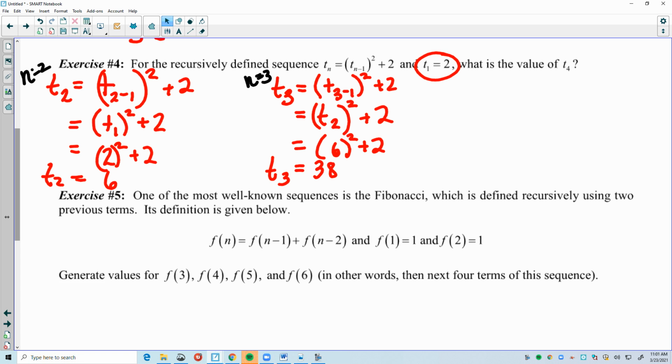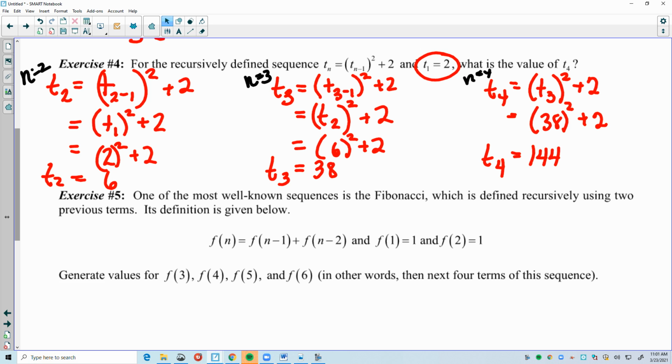So now we're coming up to our final answer of t sub 4. So again, n is 4. And if I'm going to try and find t sub 4, think of the patterns that we've just done. I want the term before. We're going to square it and add on 2. Okay, so the term before was 38. We'll square that and add on 2. So that brings us to having t sub 4 being 1446.